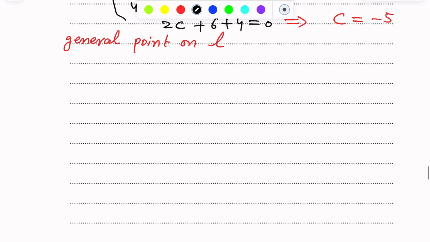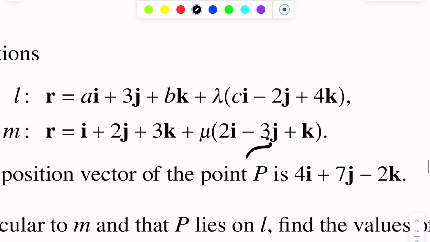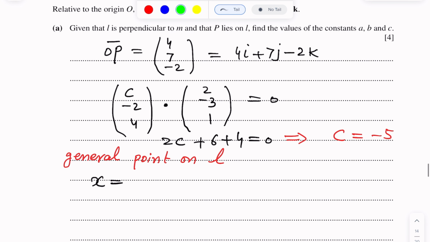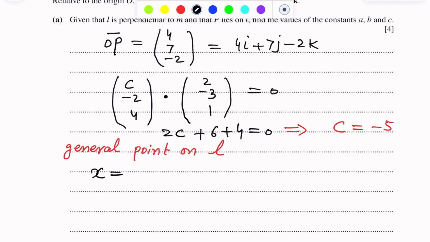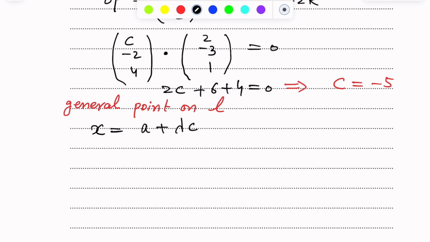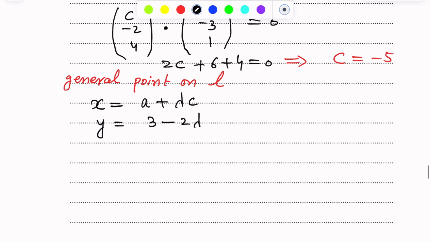Comparing coefficients of i, j and k, x will be equal to a + λc. Similarly, comparing the coefficient of j, y is equal to 3 − 2λ. Comparing the coefficients of k, z is equal to b + 4λ.